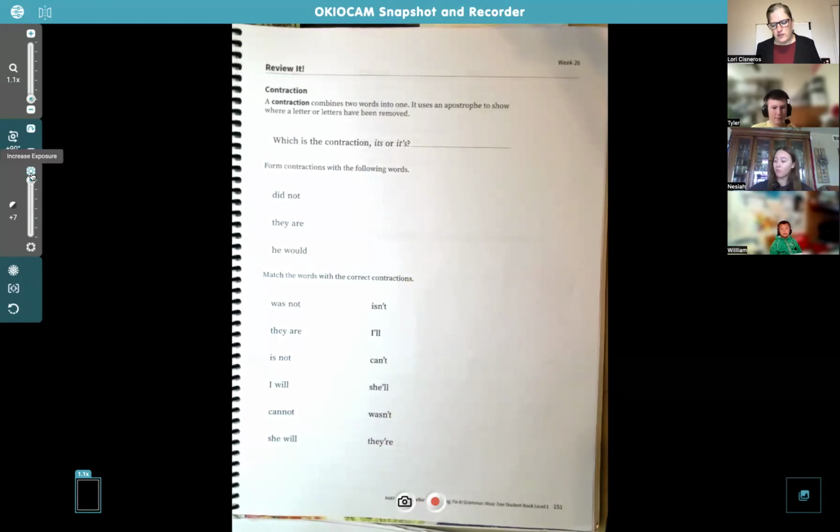Contractions, it's going to be easy peasy cheesy. This is a super easy lesson. You guys already know what contractions are. It basically says a contraction combines 2 words into one. It uses an apostrophe. You guys know about those. It uses an apostrophe to show where a letter or letters have been removed.